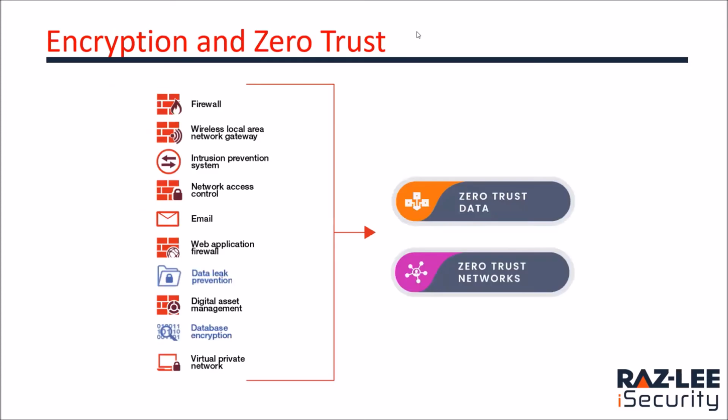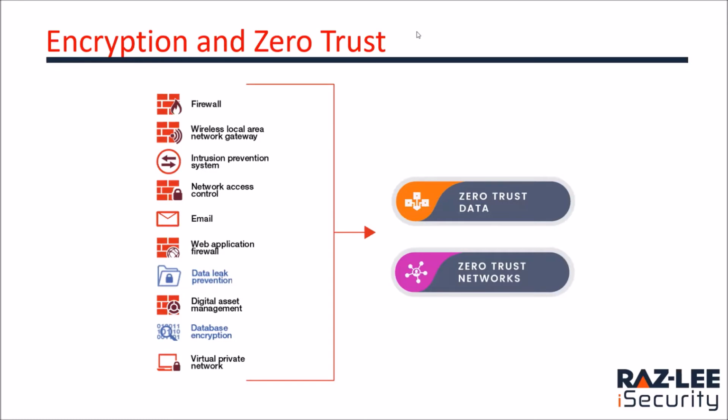So we will continue with encryption and zero trust. Why are they related? They are related in the data aspect, because we said we need the data encrypted in transit and we need the data encrypted at rest. But moving the data in transit is also about the network, because the network has to be secure.